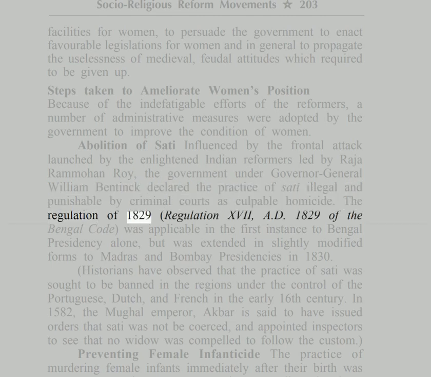The Regulation of 1829, Regulation 17, AD 1829 of the Bengal Code, was applicable in the first instance to Bengal Presidency alone, but was extended in slightly modified forms to Madras and Bombay Presidencies in 1830. Historians have observed that the practice of sati was sought to be banned in the regions under the control of the Portuguese, Dutch, and French in the early 16th century.